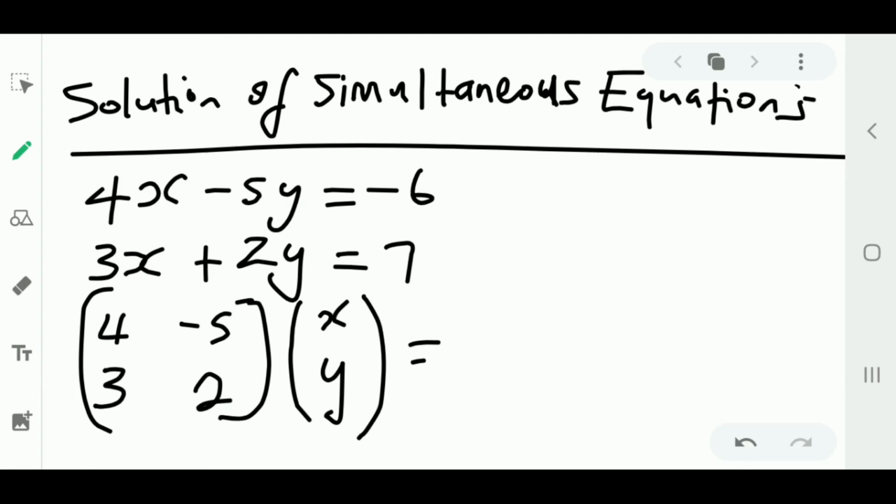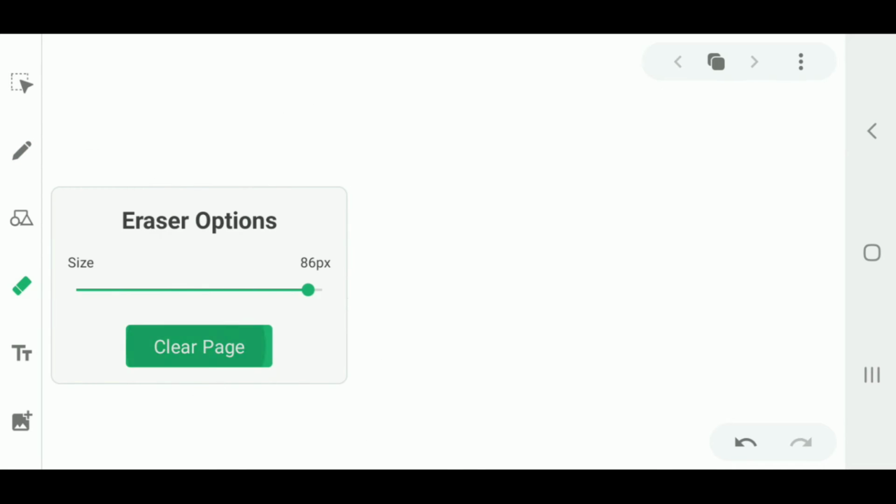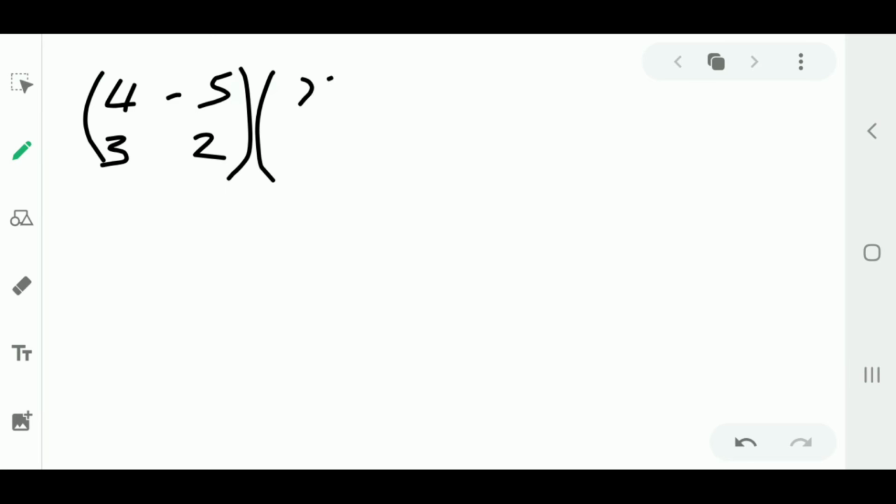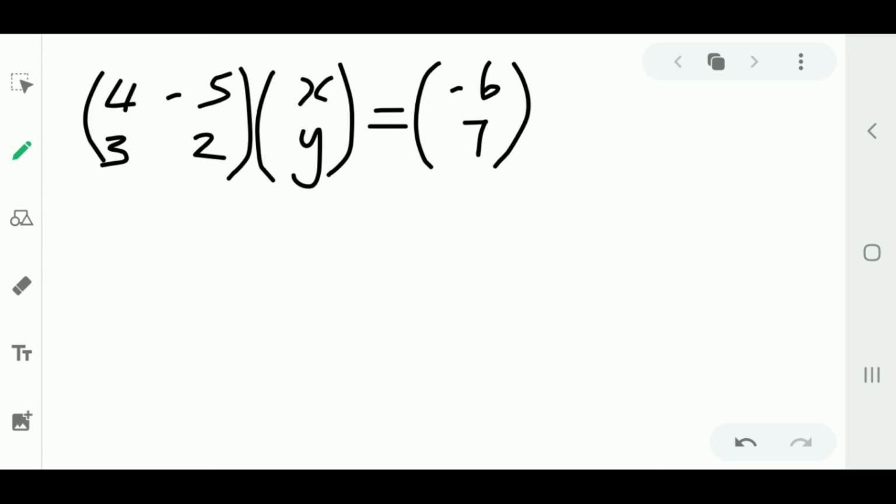Then the numbers on the right side of the equation, the constants, you put in a bracket by themselves. Now that they are in this form, it is easier to solve. So it is in the form AX equal B.